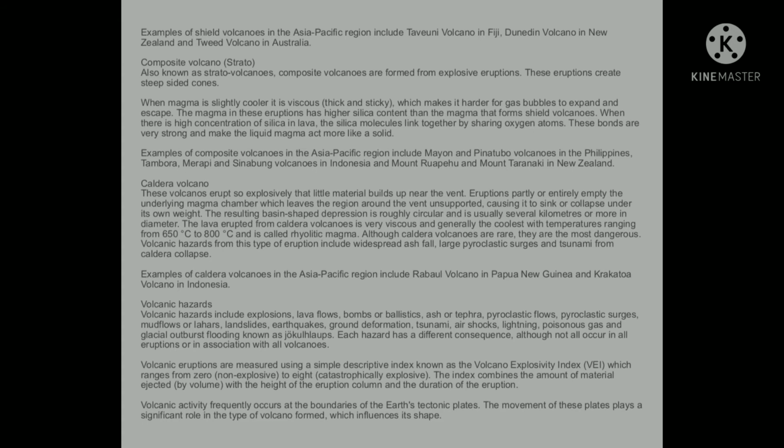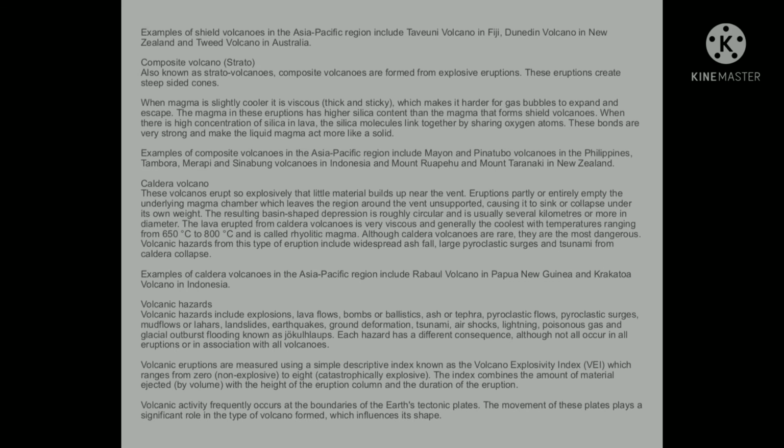This eruption creates steep-sided cones. When magma is slightly cooler, it is viscous, thick, and sticky, which makes it harder for bubbles to expand and escape. The magma of these eruptions has higher silica content than the magma that forms shield volcanoes. When there is a high concentration of silica in lava, the silica molecules link together by sharing oxygen atoms. These bonds are very strong and make the liquid magma act more like a solid.